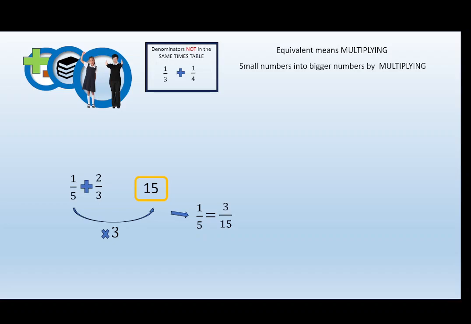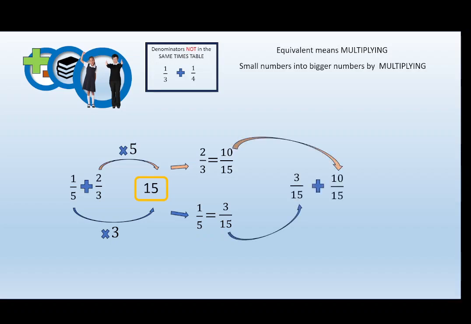What's that going to be? Yeah, 3 over 15. Now for the next one, what do I need to do to make 3 into 15? Need to multiply it by 5. Let's make 2/3 into its equivalent fraction. 10 over 15. Good. Instead of writing a 5th, I'm going to write 3/15. Instead of writing 2/3, I'm going to write 10/15.